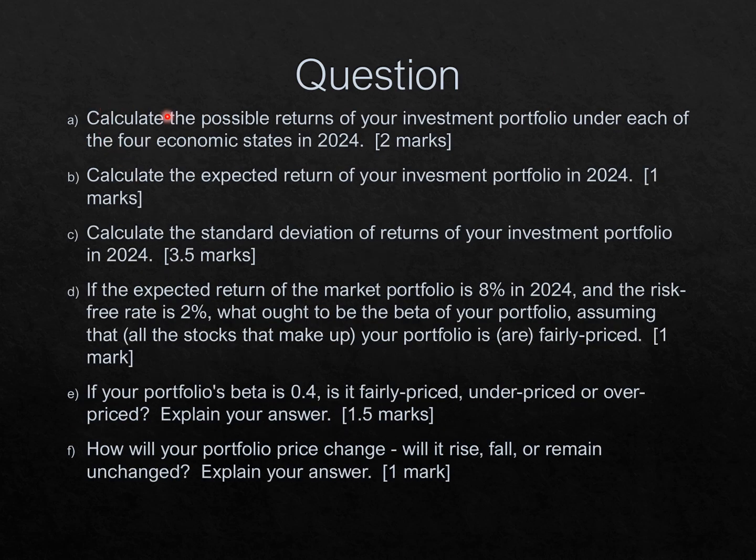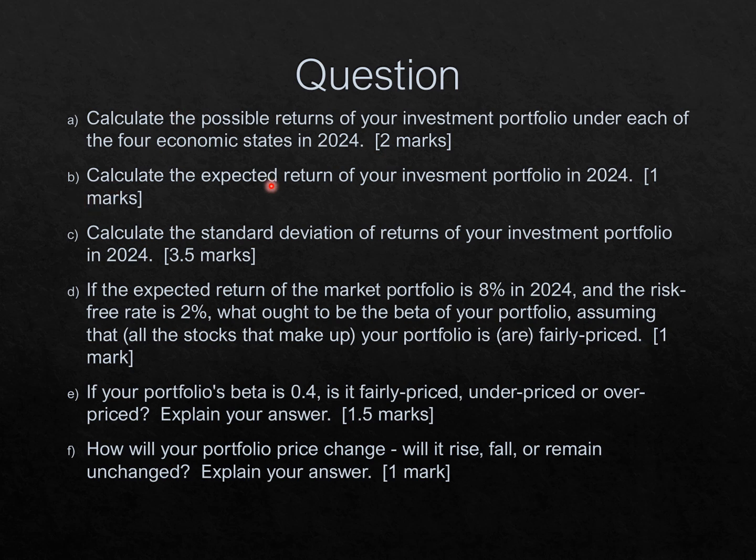These are the questions. There are 6 questions in this problem, and these are enumerated here. Very quickly, let's go through the questions. The first one is calculate the possible returns of your investment portfolio under each of the 4 economic states in 2024. Therefore, the question is about possible returns, but these possible returns will be different for 4 different economic states. So that is the first question.